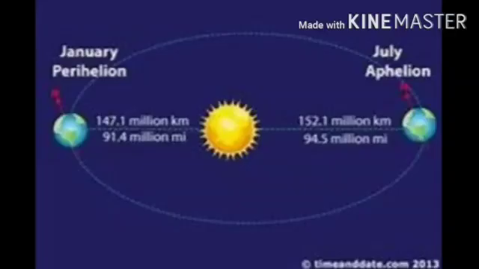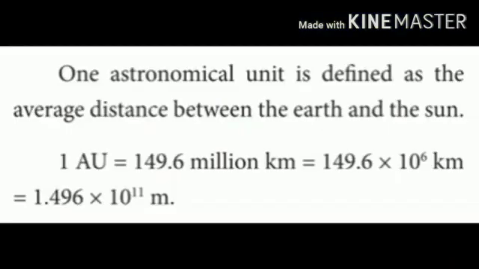Then the position where the distance between Earth and the Sun is the largest is called aphelion position. That is, largest distance means aphelion. The distance is 152.1 million kilometers. The average distance between the Earth and the Sun is about 149.6 million kilometers. This average distance is 1 astronomical unit. That is, 1 astronomical unit is defined as the average distance between the Earth and the Sun. Therefore, 1 AU equals 149.6 million kilometers.